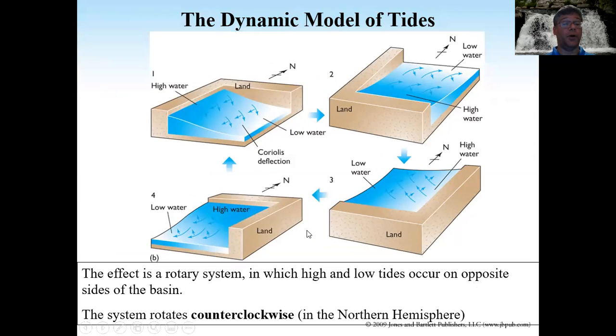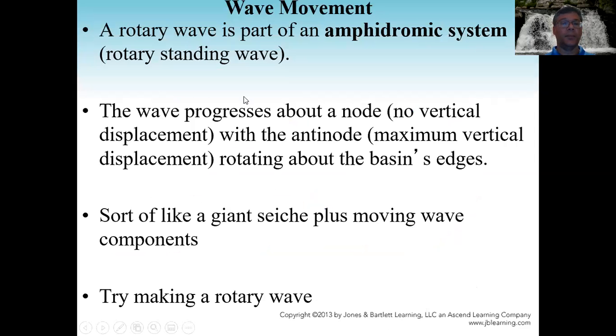So all this makes for a rotating system where we have high and low tide on opposite sides of our part of the ocean, the particular basin there. Here in the northern hemisphere, the tide rotation pattern is counterclockwise. So it's a special type of wave. And this system with the complex waves is known as an amphidromic system.